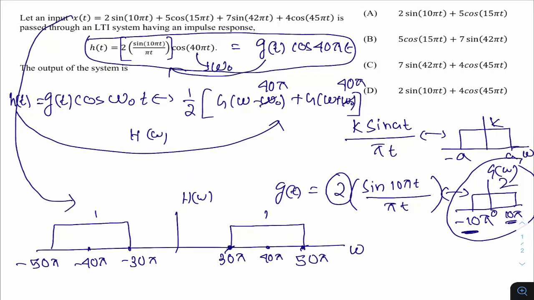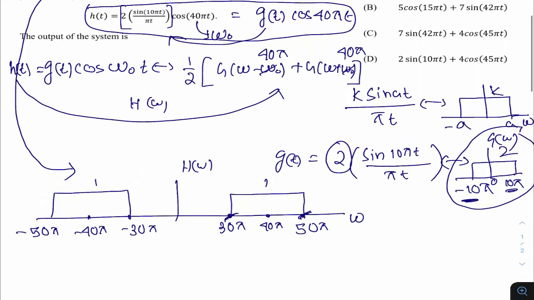So now you have to see, in the frequency range 30 pi to 50 pi, which of the input sinusoids are coming and which are not. Those that are coming will be passed, those that are not coming will be blocked. So now let me check one by one. What about this first one, 2 sine 10 pi t? Will it produce the output? It's not. So basically the situation is something like this.